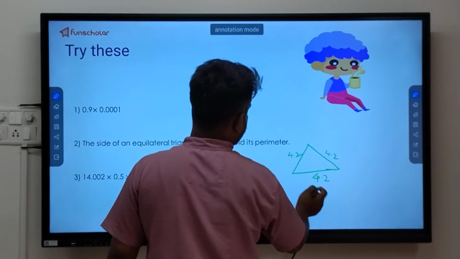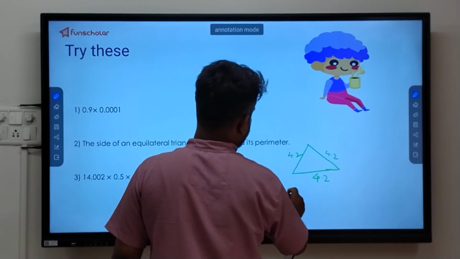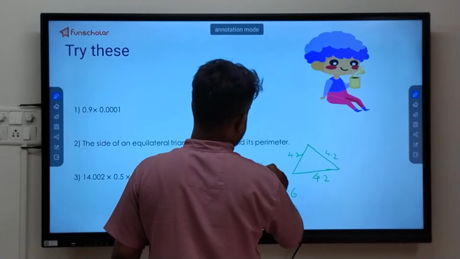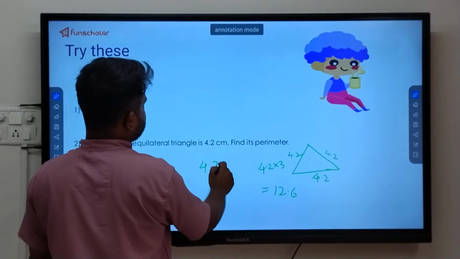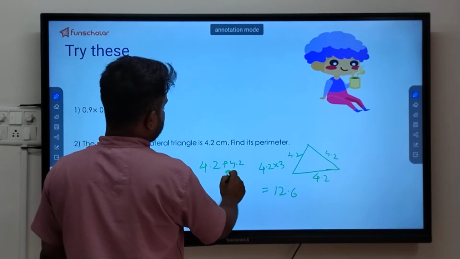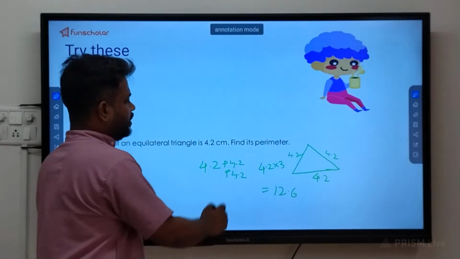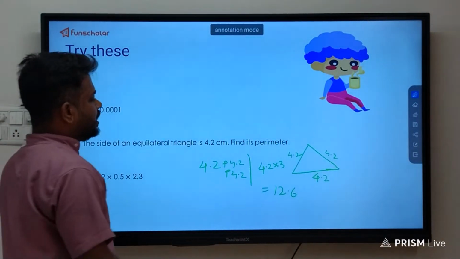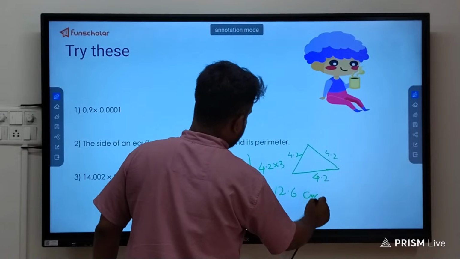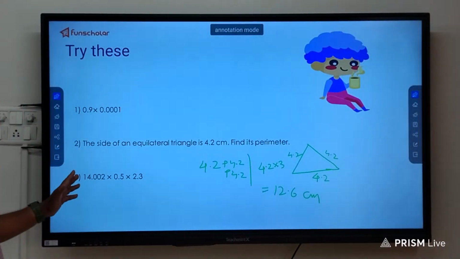So the answer will be 12.6. You can simply multiply it by 3, or just add these three together. The answer will be 12.6 centimeters. The last one, you can do at home.